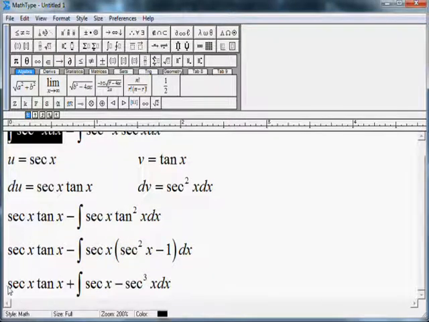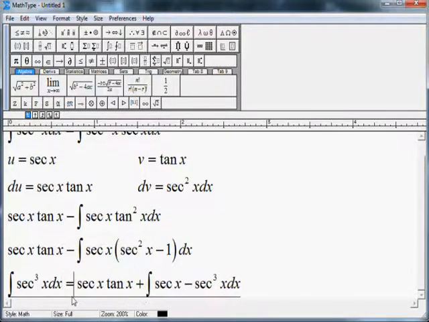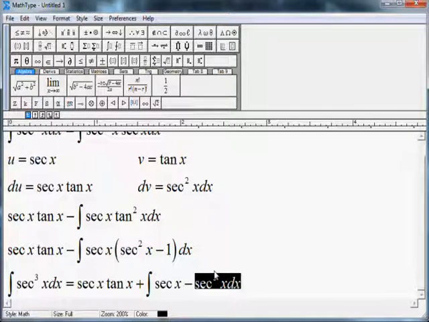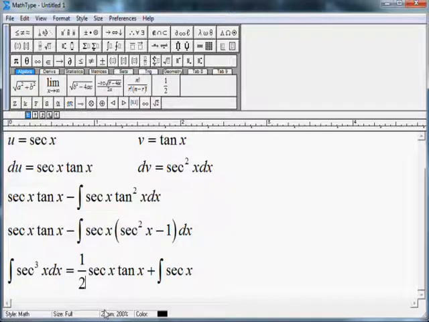So remember that this whole thing equals secant cubed. So now we're going to bring this integral over to the left, which makes this a 2. And then we're going to divide by 2, so it's 1/2.